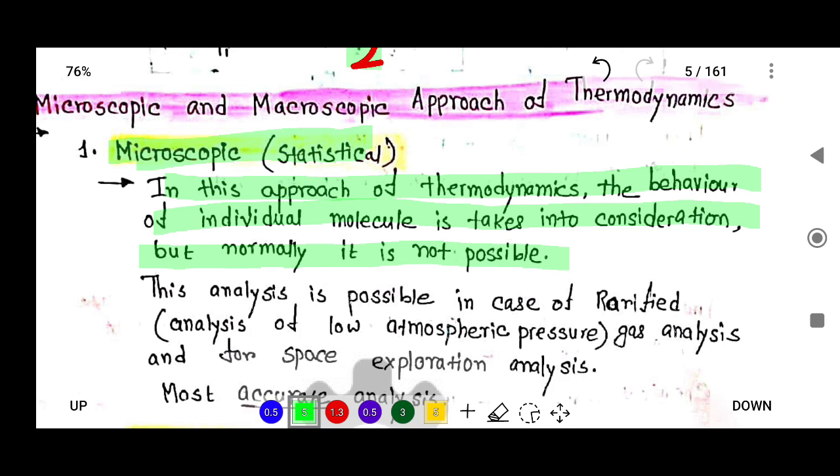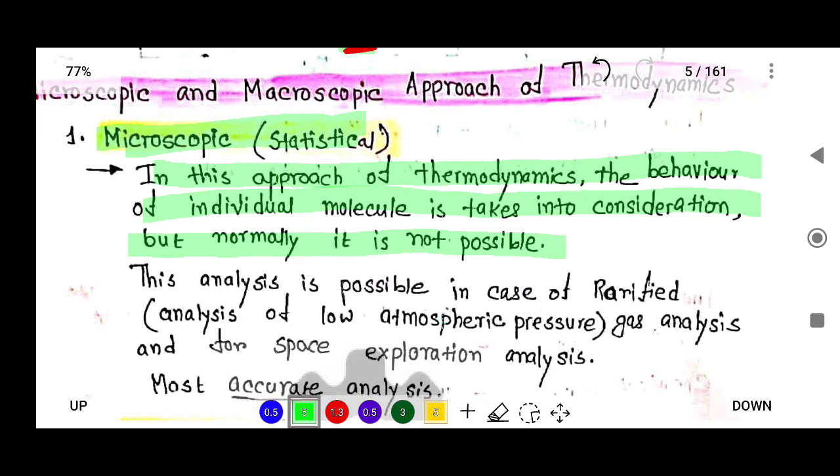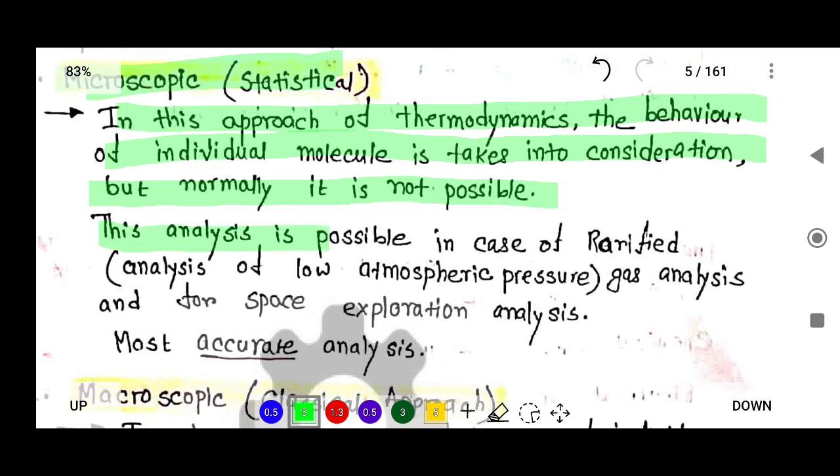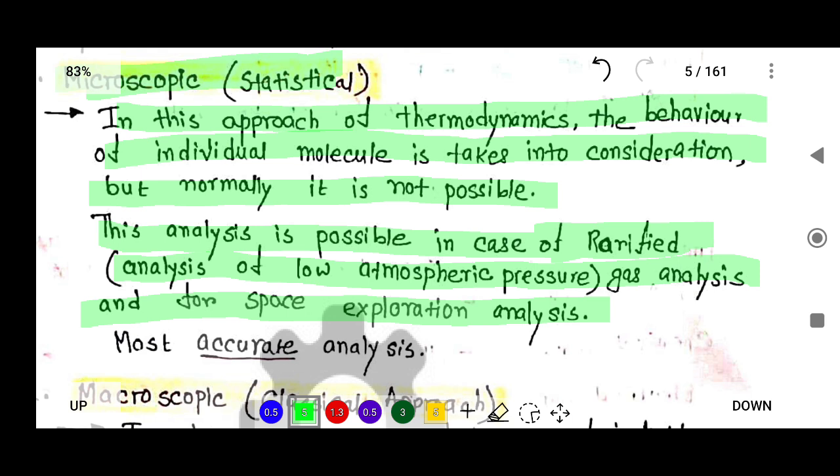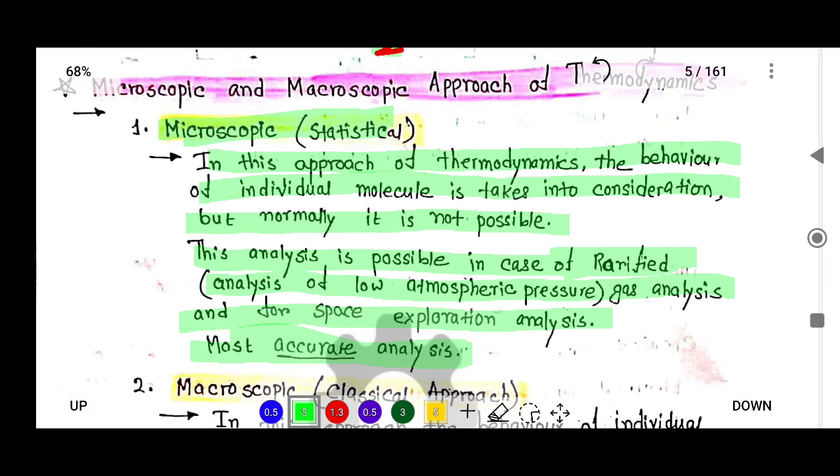Basically this is not possible because normally it is not possible, but this analysis is possible in case of rarefied gases. Okay, rarefied means analysis of low atmospheric pressure gas analysis and for space exploration analysis, and this is the most accurate analysis. This microscopic approach is most accurate analysis, and this microscopic approach is basically known as statistical approach.